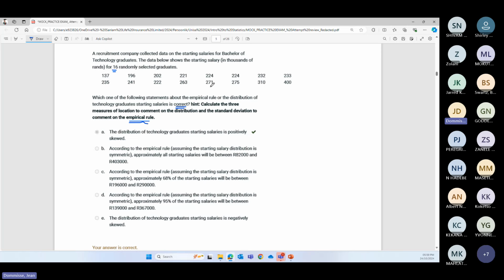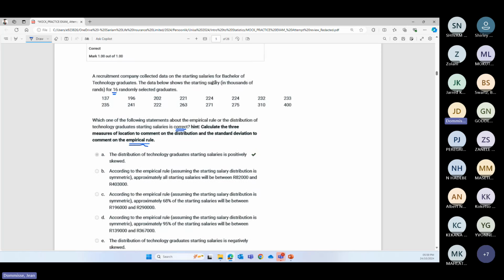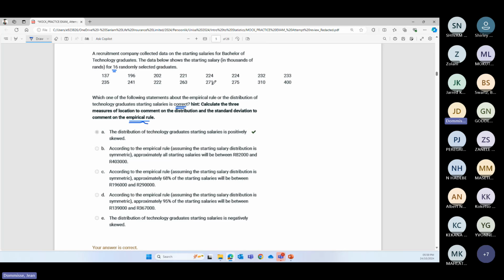Now there's no other information. So the first thing I would look at is the median and mode, because that tells me if those two are equal, then I will maybe work out the average, because if the median, mode, and the mean are equal, then we know it is symmetrical.